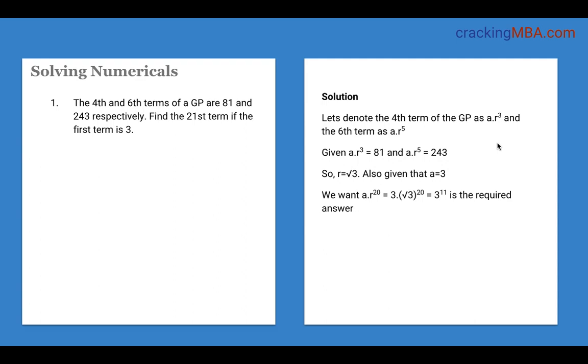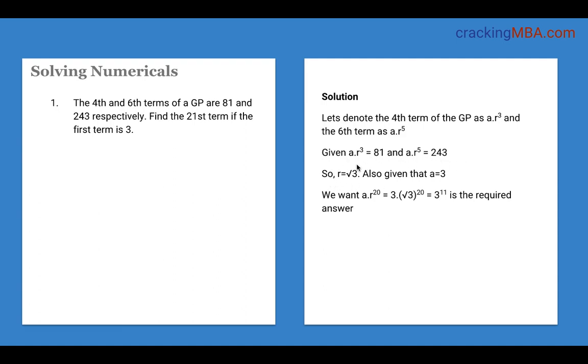Now let's solve some numericals based on whatever concepts we have learned. The fourth and sixth terms of a GP are 81 and 243 respectively. Find the 21st term if the first term is 3. Okay, so here the fourth term can be denoted as a into r power 3 and the sixth term can be written as a into r power 5. So that's what we have, the data given as 81 and 243, and we will mention it as such.